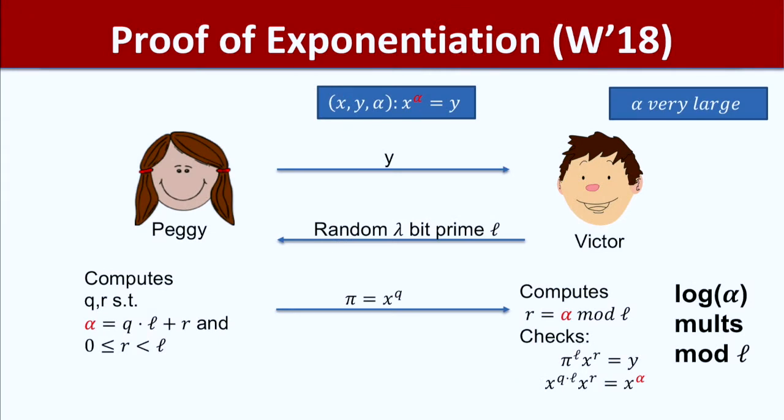And the way that this trick works is, if I want to prove to you that x to the alpha mod n is equal to y, where alpha is very, very large, I want to convince you in a way that does not require you to compute this yourself. Of course you could just compute it yourself, but the whole point is to design an interactive proof system that would allow you to verify this statement without going through the process of doing this expensive exponentiation yourself. Then you can do the following.